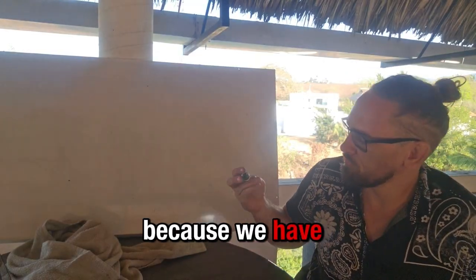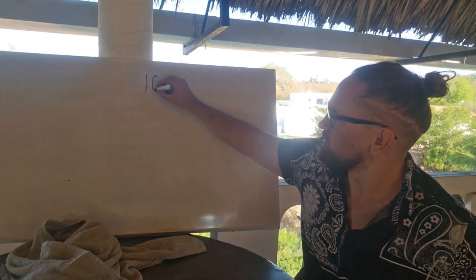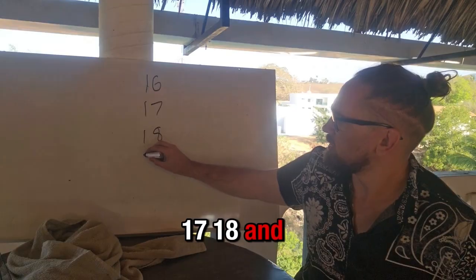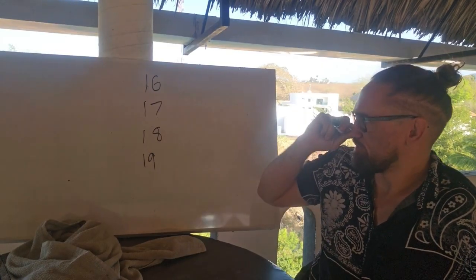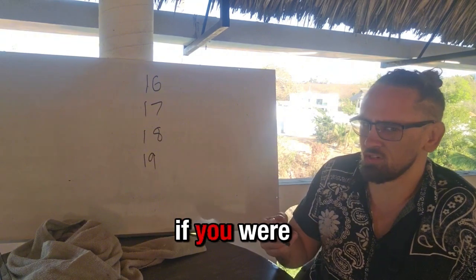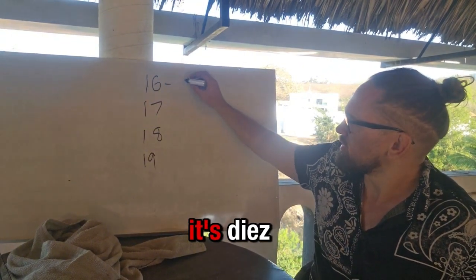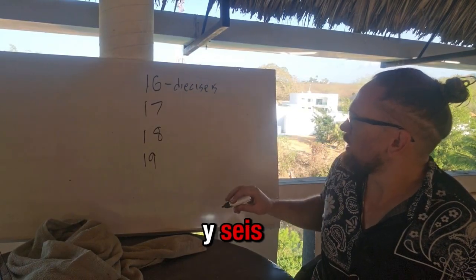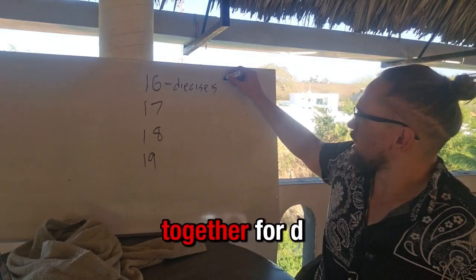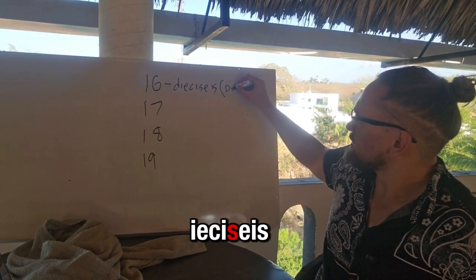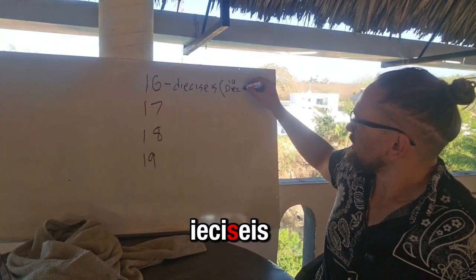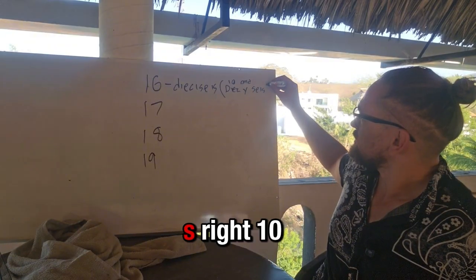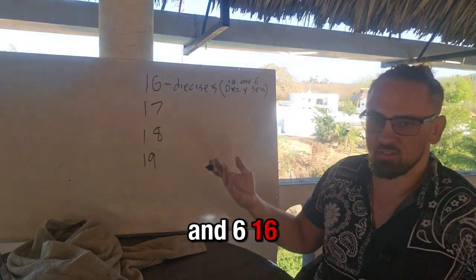Because we have 16, 17, 18, and we have 19, right? Which is spelled slightly different if you were to actually spell it out, right? 16 is just all smushed together for 10, i.e. 10, e, and 6, right? 10 and 6, 16, right?